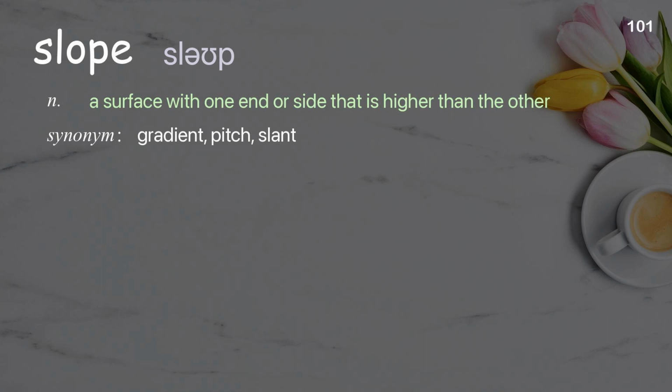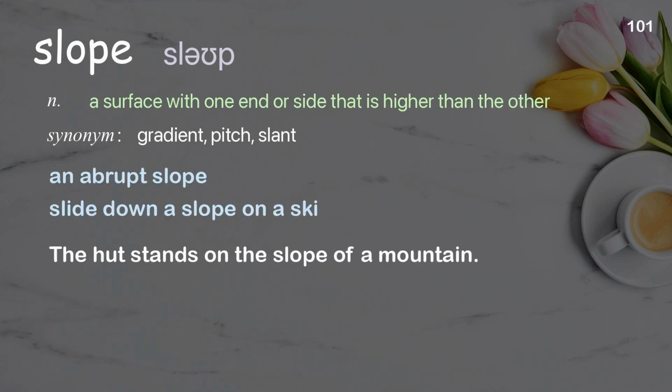Slope. A surface with one end or side that is higher than the other. Examples: An abrupt slope. Slide down a slope on a ski. The hut stands on the slope of a mountain.